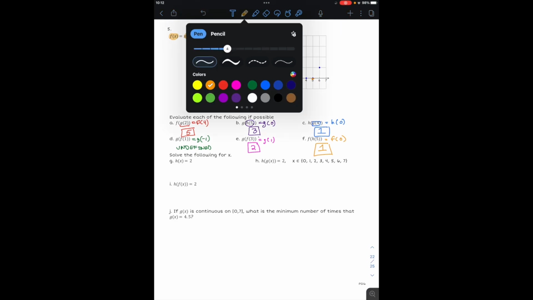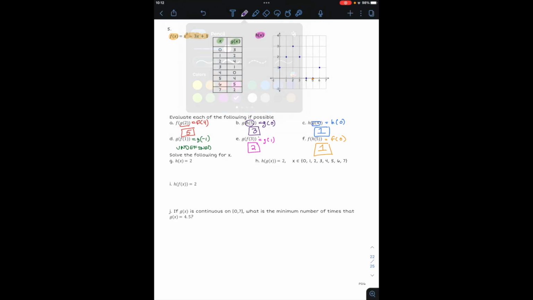Next piece says solve the following for x. So h of x equals 2. That's saying for what input of x is h of x 2? And if I look at my graph, that occurs at x equal 1 and x equal 3. Okay, those are my two options.